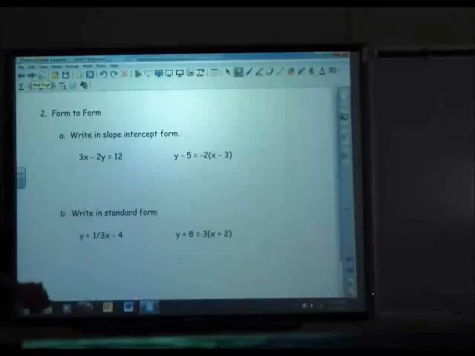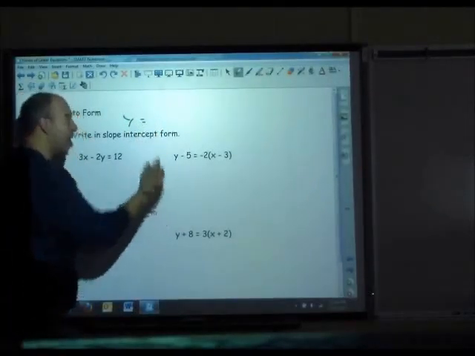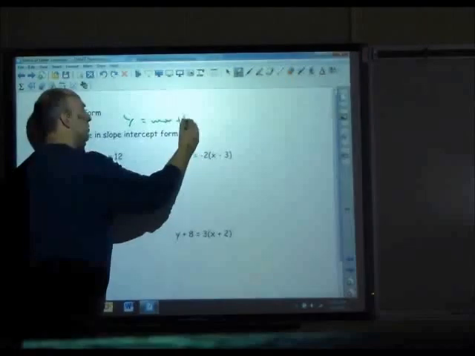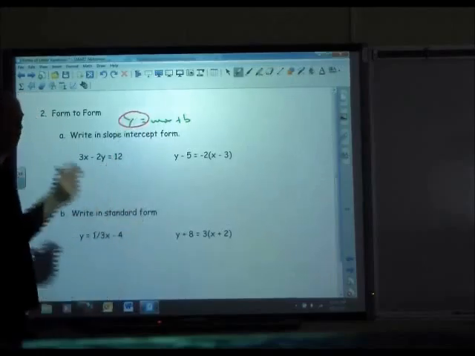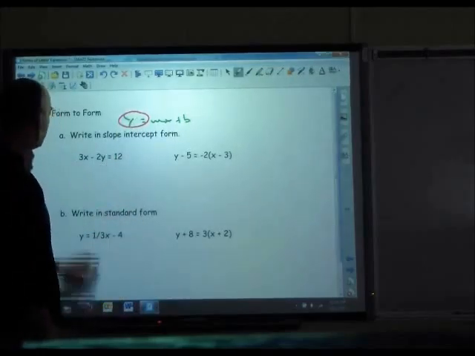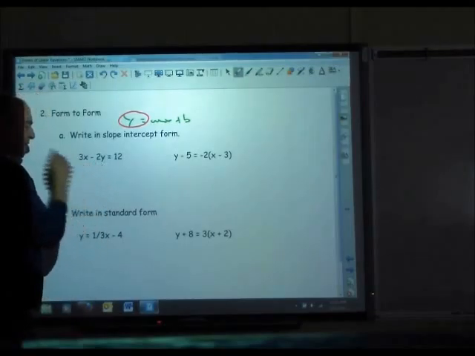It says write in slope-intercept form. The key with slope-intercept form is y equals mx plus b. So essentially what you guys got to remember for slope-intercept form is to get y by itself. Okay? So here it is. You notice this first one's in standard form. I got to get y by itself.